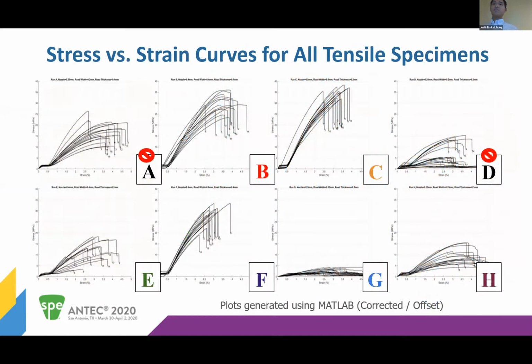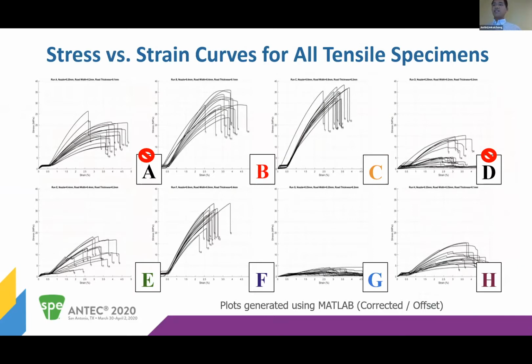So here are some stress and strain curves that we generated through MATLAB. We didn't use the Instron outputted stress and strain curves, because once you initially pull it, there is some error, and we wanted to offset that. As you can see for our larger nozzles at runs B, C, and F, this is all scaled to 40 megapascals. You see that brittle failure, and again, you see that it's quite good.